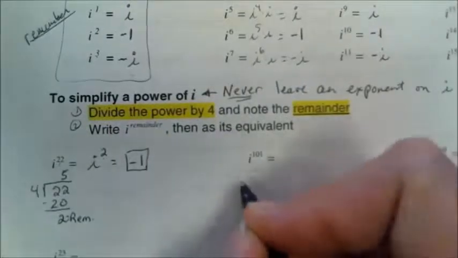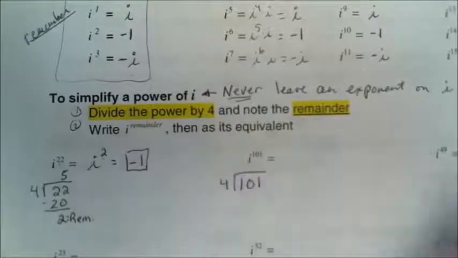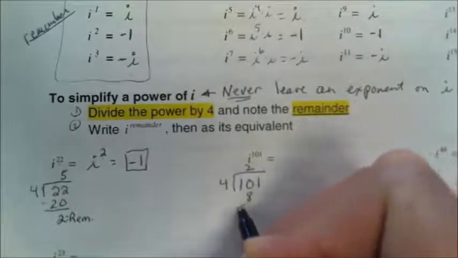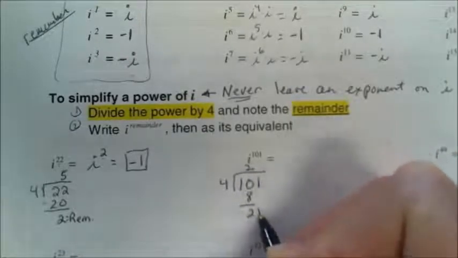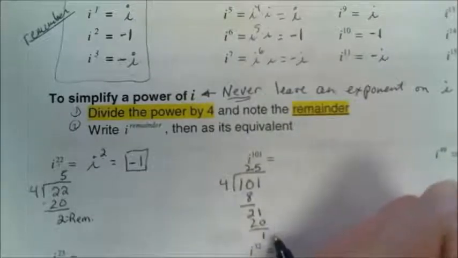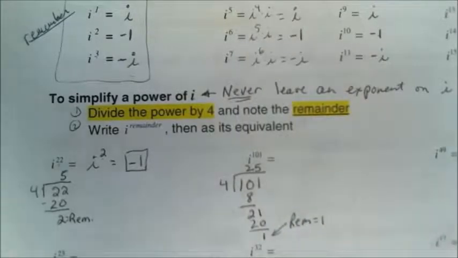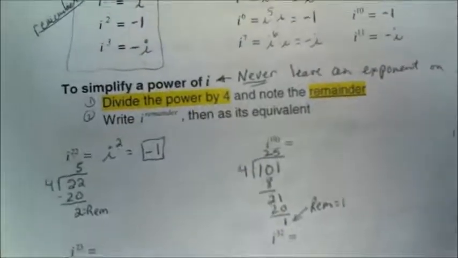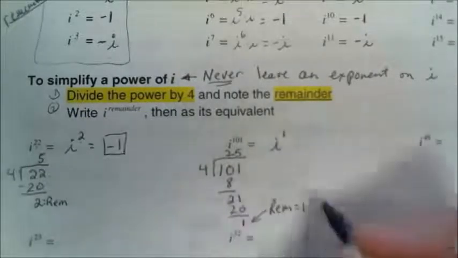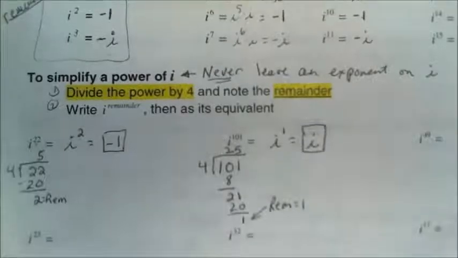I to the 101. Well, we take 101, the exponent, and divide it by 4 through long division. 4 goes into 10 twice. Subtract and you get 21. 4 goes into 21 5 times, and you get a remainder of 1. So the remainder is equal to 1. So now what we have is I to the 101st power is equal to I to the 1st power, that remainder, and I to the 1st power is just equal to I, so that's our final answer here.